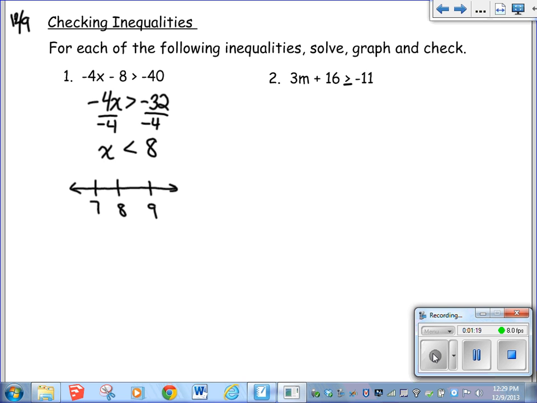What kind of circle should I put on 8, Jack? Open. How come? Because it cannot be equal to 8. Yep, everything less than that. So which side do I shade, Jack? The left side. Means our solution set are all of the numbers less than 8.